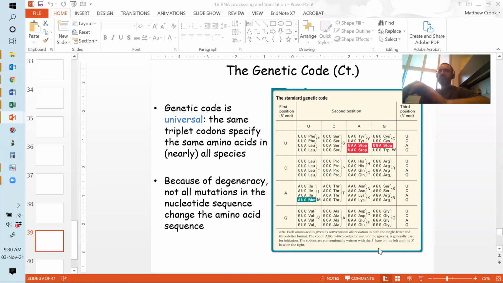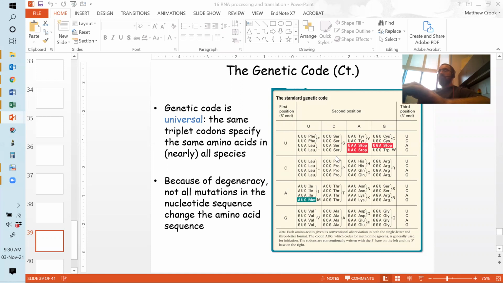Anyway, back to the program. And so that means that the third letter, the third base in the codon, can change.